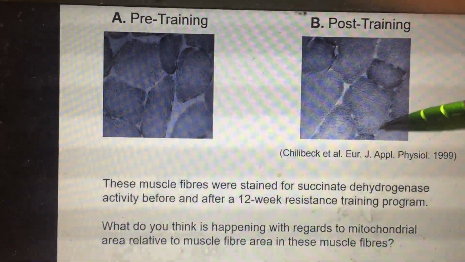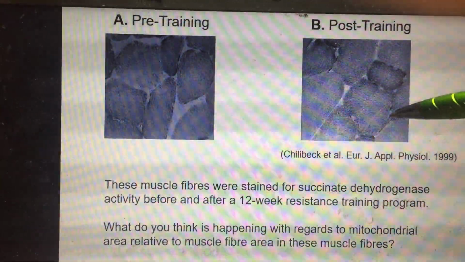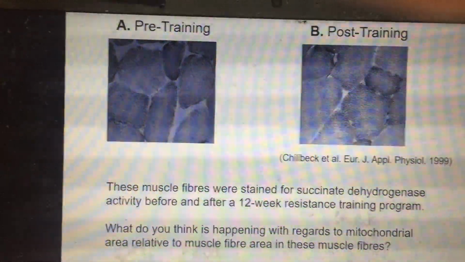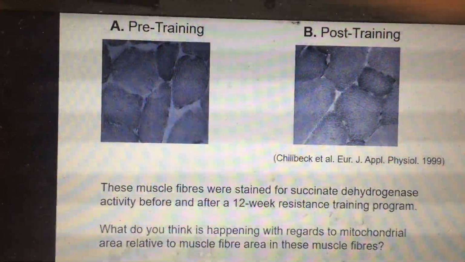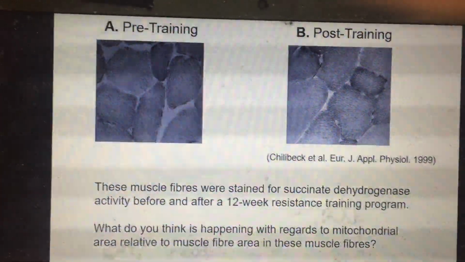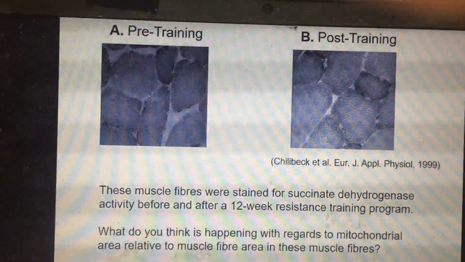So that would make it more difficult to get oxygen from the capillaries to your mitochondria if your muscle fibers are larger. So in this case, you might get interference with your aerobic capacity by having larger muscle fibers.